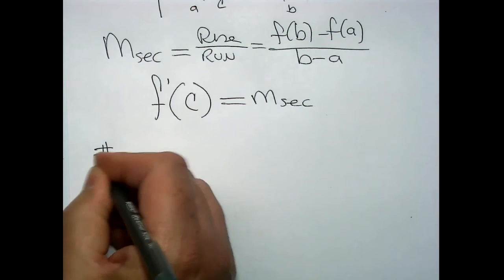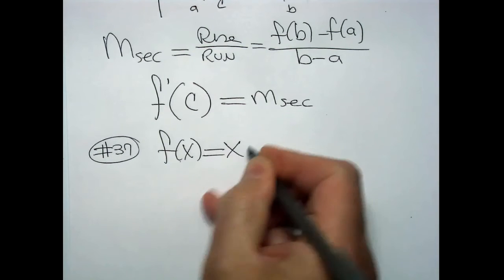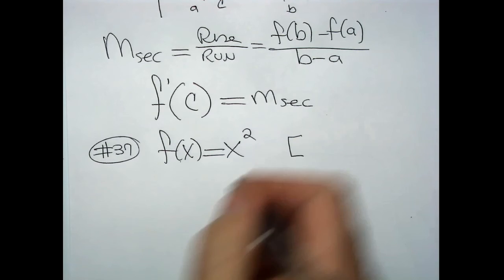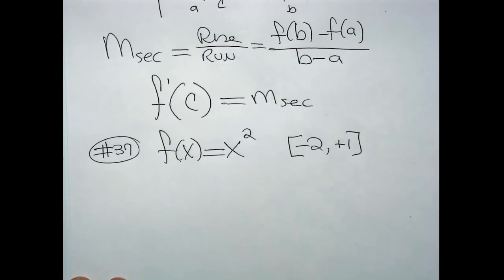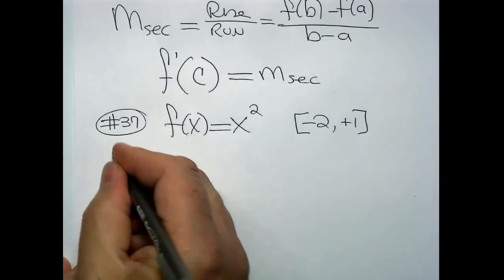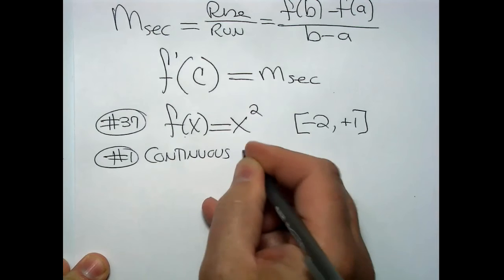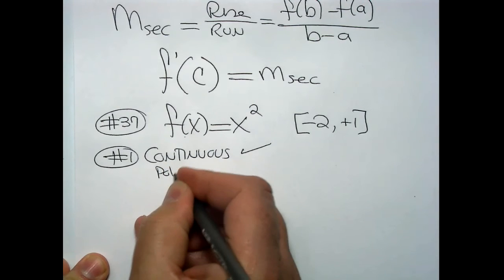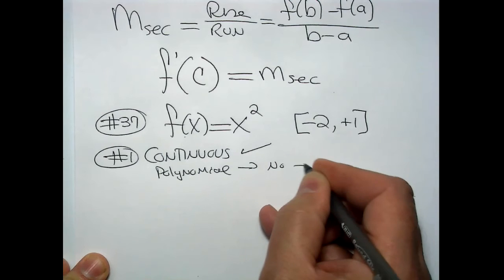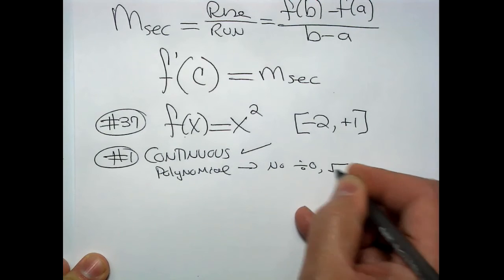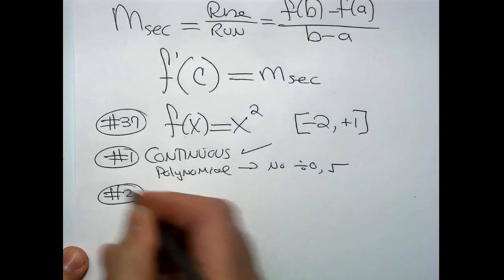Let's try problem 37 from the homework. It says f of x is x squared, and the interval is from -2 to +1. All right. Number 1, continuous. Yes, because it's a polynomial. There's no division by 0 even possible, and there's no square roots either, so there's no way to make this function undefined. Number 2, differentiable.